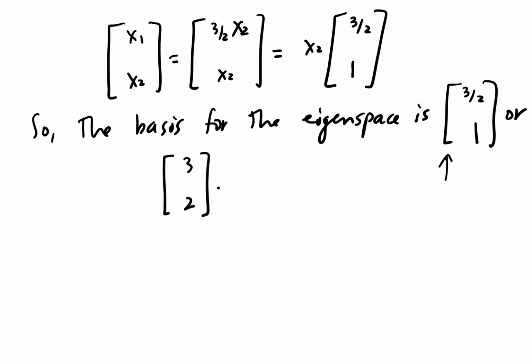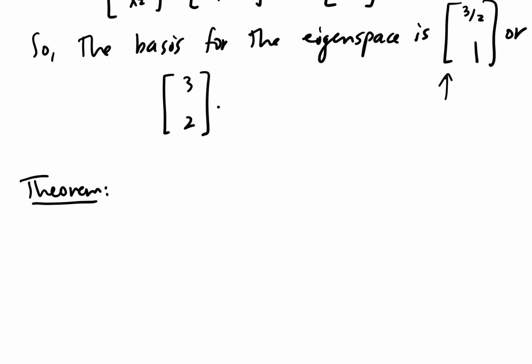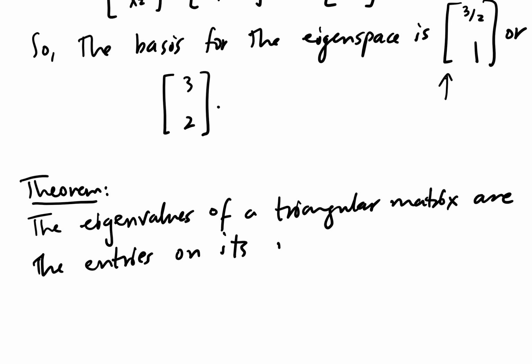We continue now. One thing we need to learn here is how to find the eigenvalues for a given matrix. For the meantime, we introduce a theorem, and then in the next section we have more tools for you to find eigenvalues. In this theorem, we say that the eigenvalues of a triangular matrix, this only deals with triangular matrices, are the entries on its main diagonal.